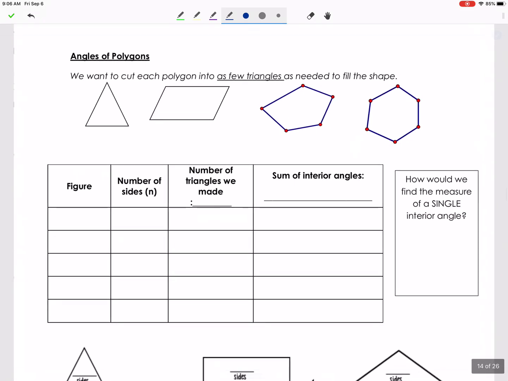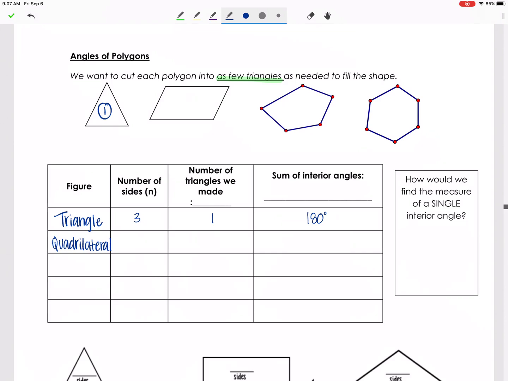All right, so for each of these shapes below, we want to cut the polygon into as few triangles as necessary to fill the shape. So for instance, when we look at figure number 1, figure number 1 is already a triangle, so we don't need to cut it anymore to turn it into a triangle because it already is one, okay? So now, number of sides, a triangle has 3. Number of triangles we made, it's already a triangle, so that is one whole triangle, okay? And then hopefully we remember from last Thursday, the sum inside a triangle is 180 degrees if we added all 3 angles together.